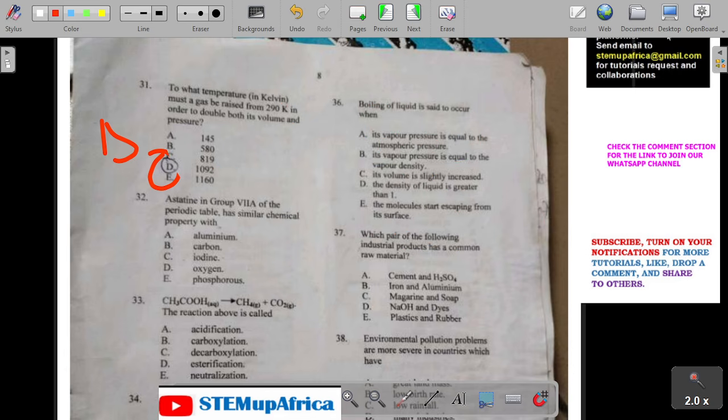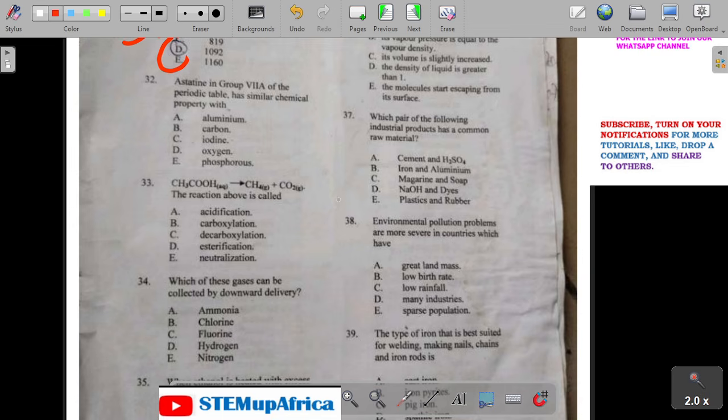So let's look at number 32. Astatine is in group 7A of the periodic table, it has similar properties with who? With iodine. Iodine is also present in group 7, so it has similar properties with iodine. We have ethanoic acid giving methane and carbon dioxide. The reaction above is called what? It's called decarboxylation, removal of carbon dioxide from an organic acid, which is option C.